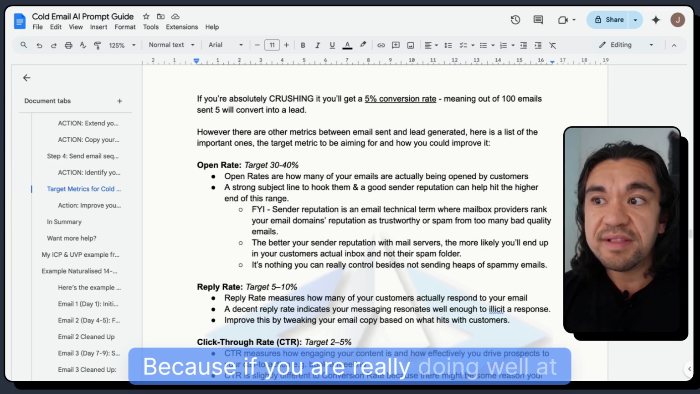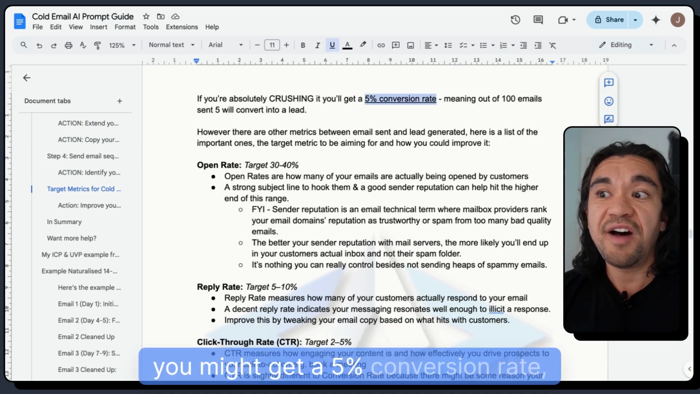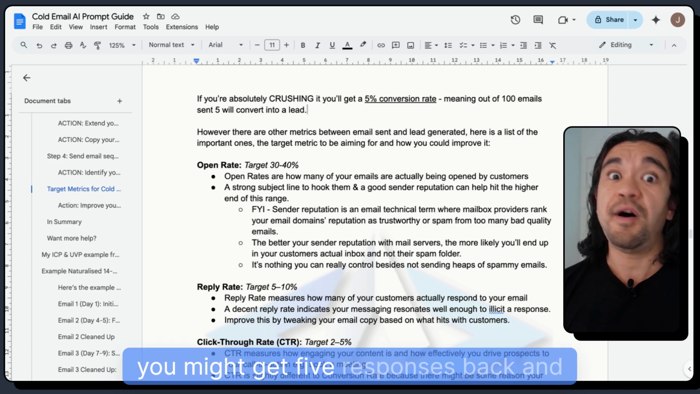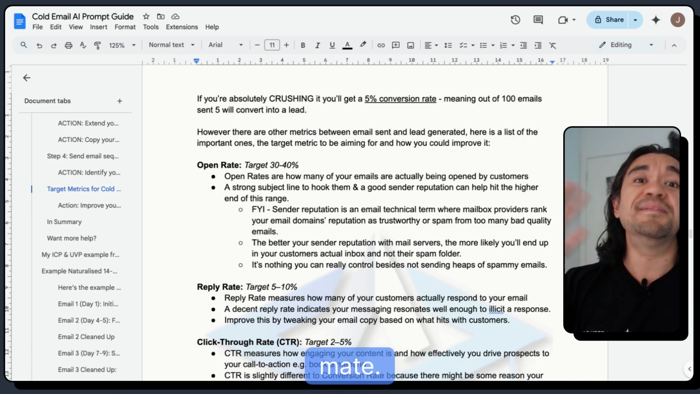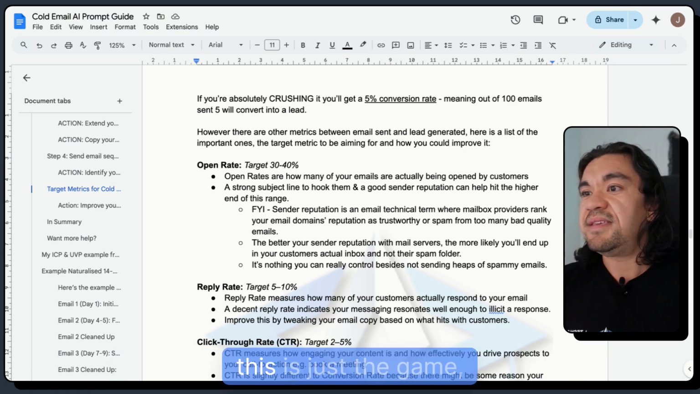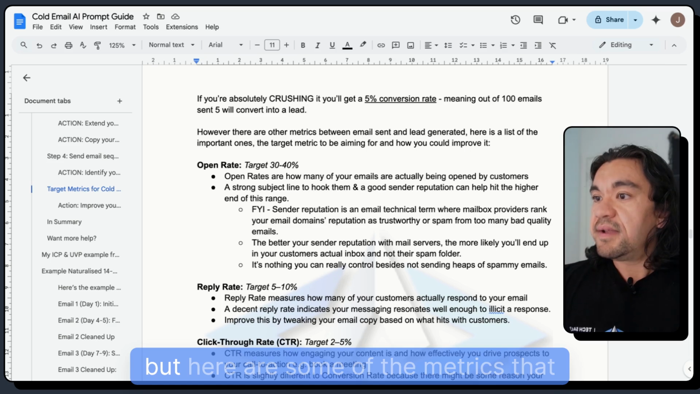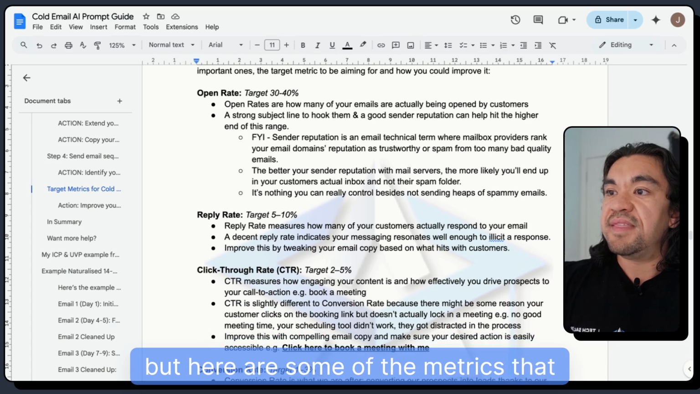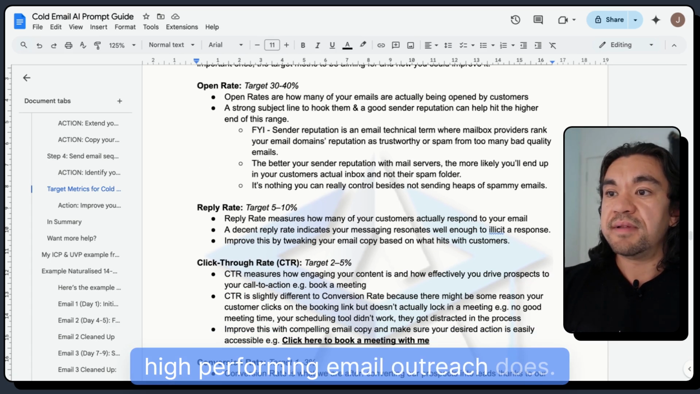Because if you are really doing well at this, you might get a 5% conversion rate. You might get 5 responses back and you're killing it, mate. So again, this is just the game. But here are some of the metrics that high-performing email outreach does.